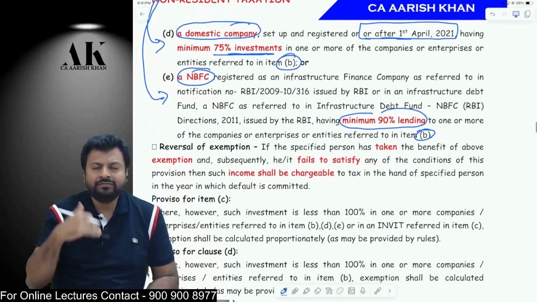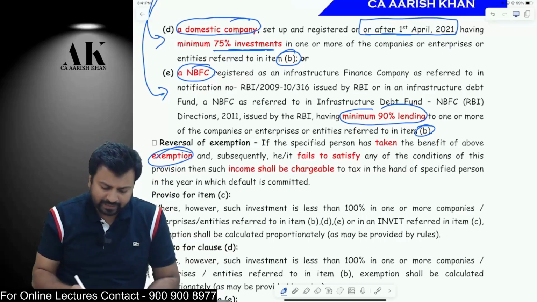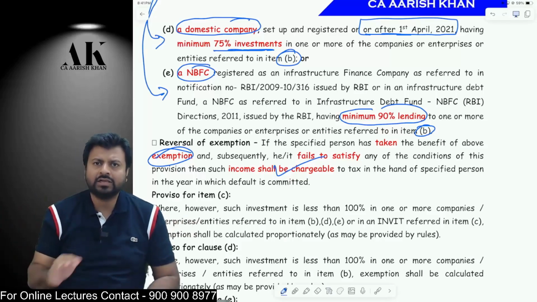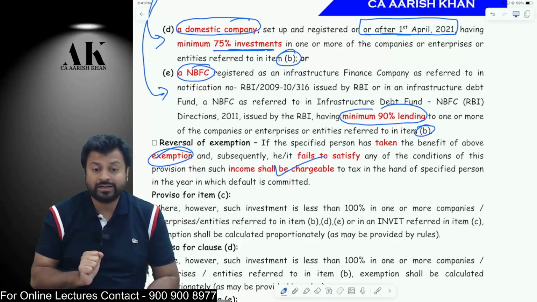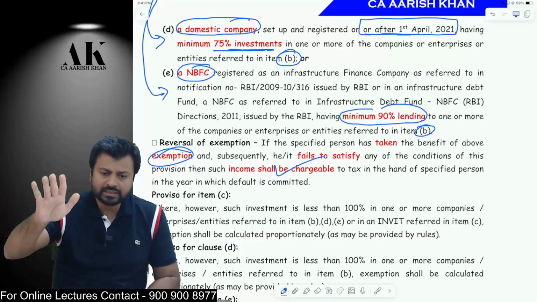Okay. Now, in future, if they fail to fulfill any condition, then whatever exemption they have claimed earlier, it will become deemed income, it will be chargeable to tax. How can they fail to fulfill any condition? Because one of the conditions mentioned in the section is they should hold the investment at least for 3 years. So in future, if they are not able to hold the investment for at least 3 years, and if they sell within 2 years, so whatever exemption they have claimed earlier, that will be deemed income.